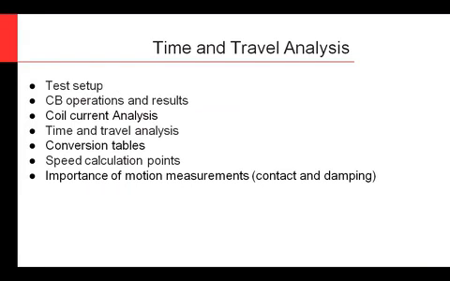So now that we have an idea of what types of circuit breakers are out there and some of the components that we're looking at, now we can talk a little bit about time and travel analysis. We'll go over some setup, show a few examples of results, and talk about conversion tables and speed calculation points. One thing I want to mention is the importance of motion measurements. I see a lot of people out there just doing a first trip, not even doing timing. Then if they do timing, they only time the main contacts. But if you're out there timing the circuit breaker, you really want to hook up a motion transducer and perform time and travel analysis.